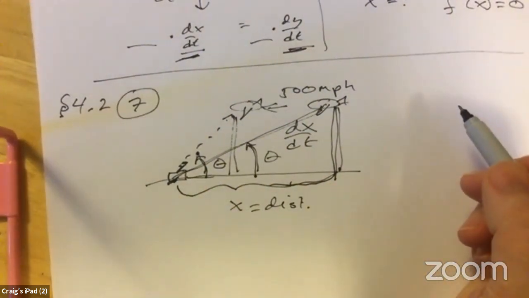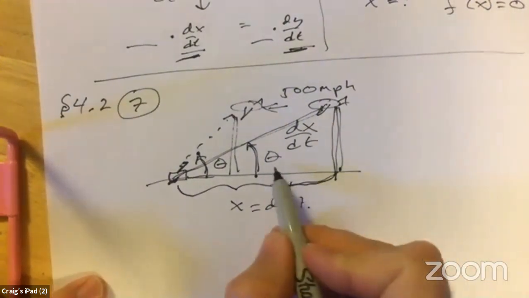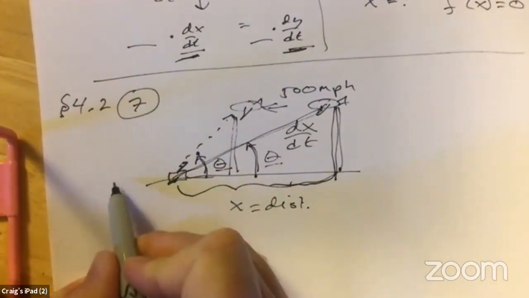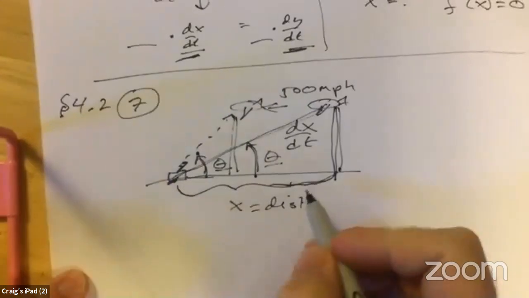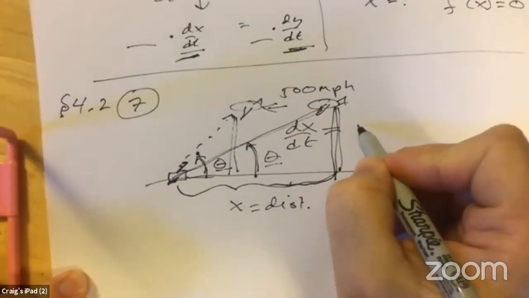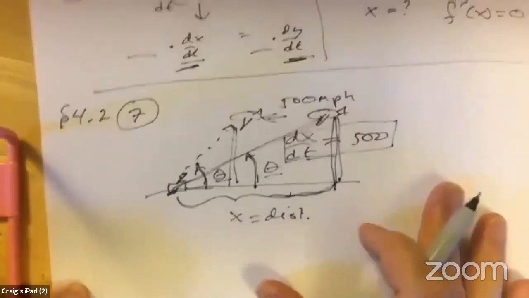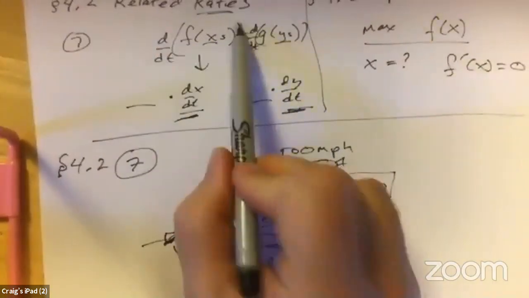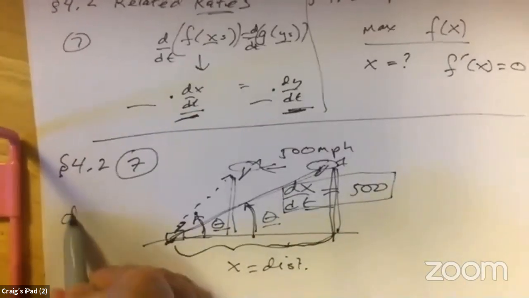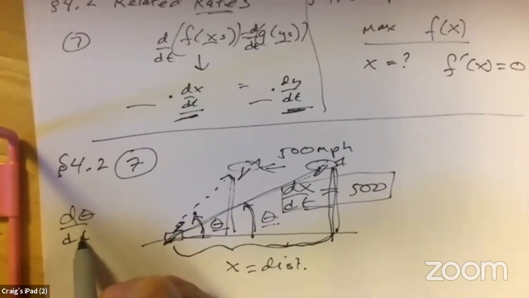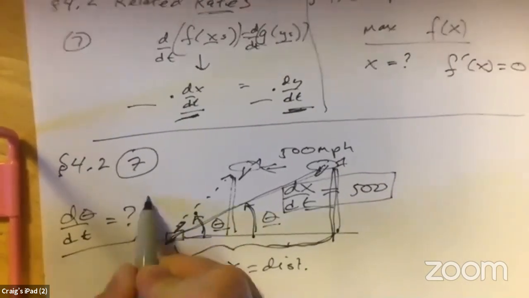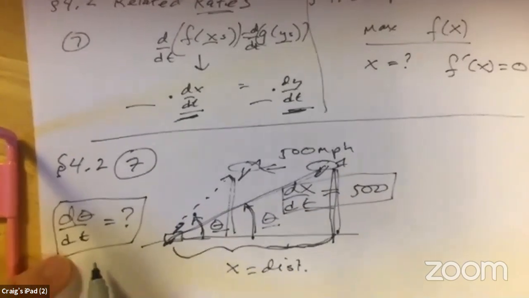But I want to know exactly how this angle is changing as time goes by. I know dx/dt is 500, so I know that rate. I want to relate that rate to our question, which is how fast is the angle changing? So that's our goal: to find d theta/dt.